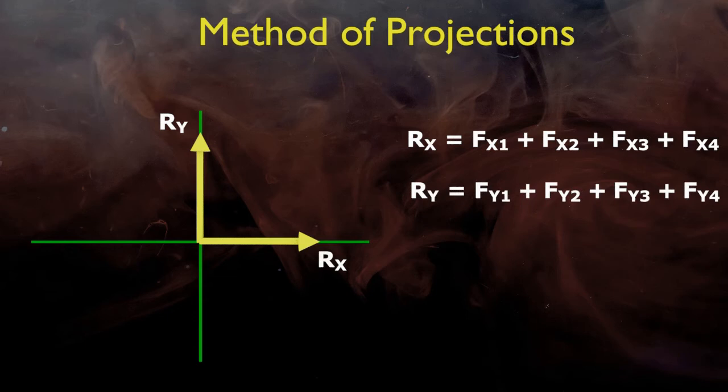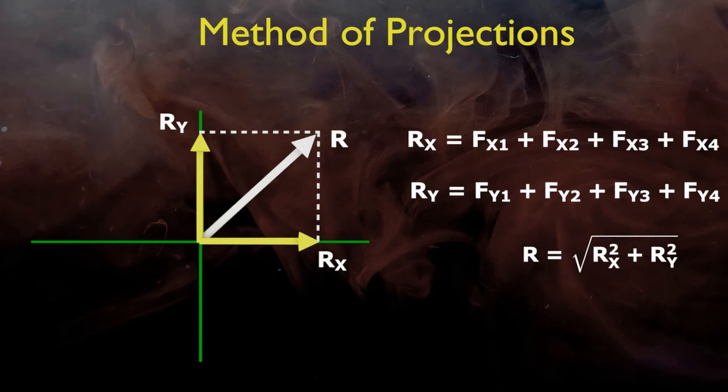Now Rx and Ry are two forces acting on the object which are perpendicular to each other. So if the law of parallelogram is applied to find the resultant of these two forces, R will be under root Rx square plus Ry square and angle theta is tan inverse Ry upon Rx.